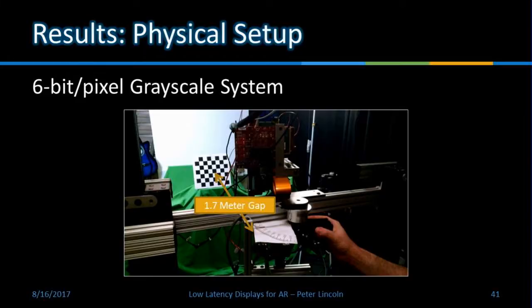So what does all this look like in practice? So for this first system I'm going to present, it's a 6-bit per pixel grayscale system, which is the first one we got working. The physical scene consists of a small checkerboard that's located about 2 meters away from the display, and the virtual image is the corresponding checkerboard. So if no errors in the system, those 2 checkerboards should be exactly aligned.